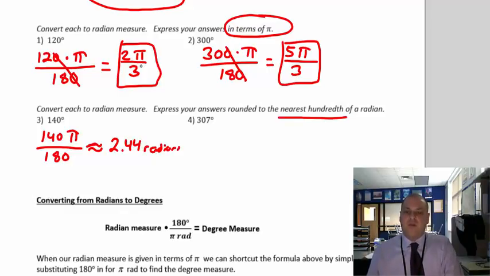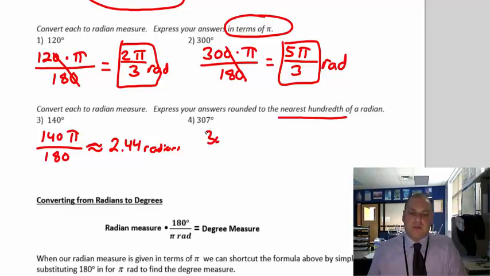Okay, I'm going to go back up here and say 2 pi over 3 radians, 5 pi over 3 radians. You should put the unit measure with it. It's a good habit. And this one's going to be 307 pi over 180, and that's going to be 5.36 radians.